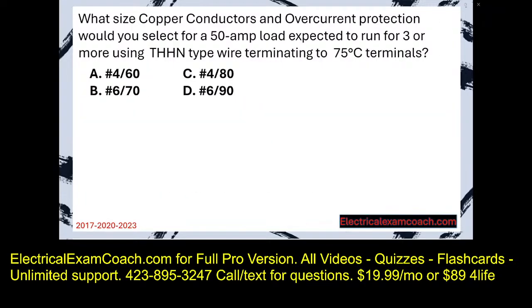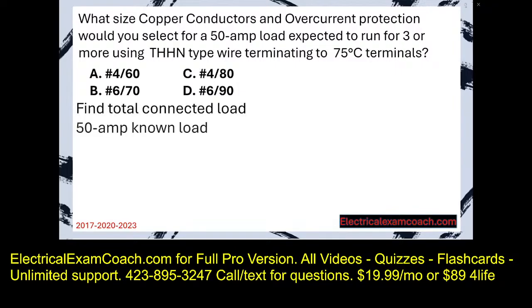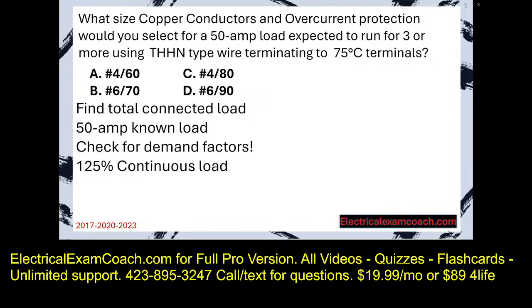What size copper conductors and overcurrent protection would you select for a 50 amp load expected to run for 3 or more hours using THHN type wire terminating to 75 degree C terminals? Step 1, we're going to find the total connected load. Our starting known load is 50 amps, but we must check for demand factors. We see that it's a continuous load, so we're going to have our 125% rule. We take our starting known load, multiply it by 1.25, and that gives us a new known load of 62.5.